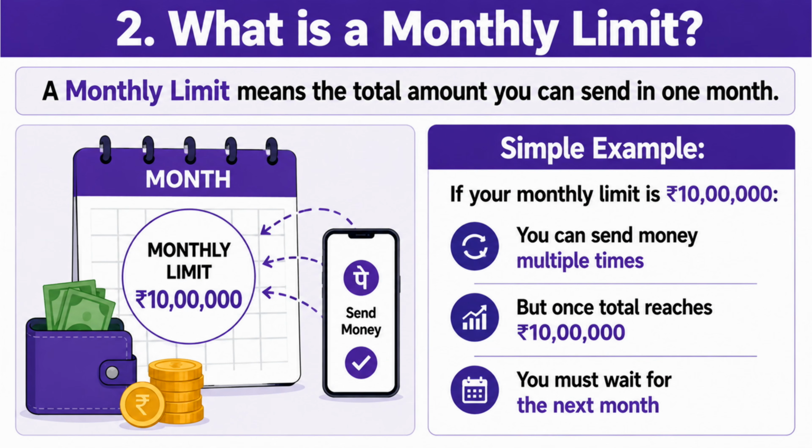What is a monthly limit? A monthly limit means total amount of money you can send in 1 month. For example, if your monthly limit is 10 lakh rupees, then you can send money multiple times. But once the total reaches 10 lakh rupees, you must wait for the next month.